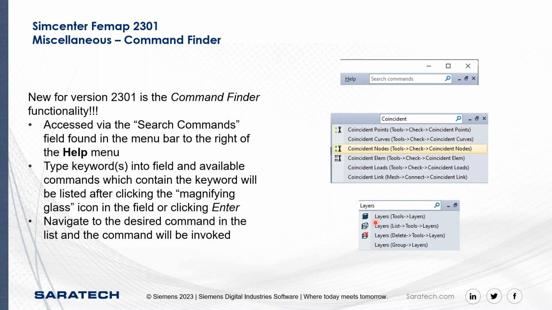So Femap 2301 finally has a command finder functionality. Other Siemens products have had this for a bit, so now Femap has followed suit. If I'm trying to figure out where in this GUI I need to click for coincident nodes, say I don't know it's in the tools check menu, I can simply type in coincident, and it gives me all of the instances where coincident would pop up. Obviously, a lot of them are in the tools check menu here, but then I could graphically pick that, and it would execute that command. And then hopefully I would eventually learn that it is in the tools check menu.